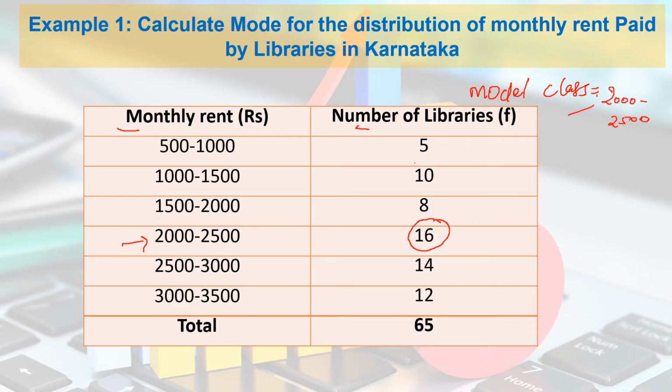First we identified the modal class. In the given data, the highest frequency is 16, so the corresponding class interval is the modal class. Now we identify each of the letters. The lower limit L is 2000. F0 is 16, the frequency of the modal class. F1 is 8, the frequency before the modal class. F2 is 14, the frequency after the modal class, and I is 500.